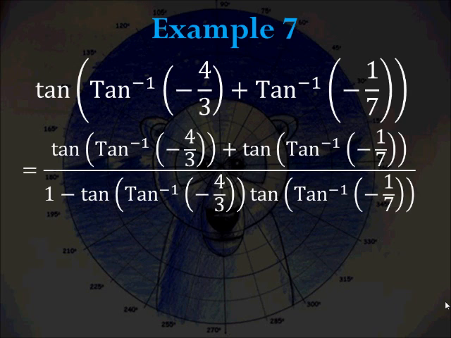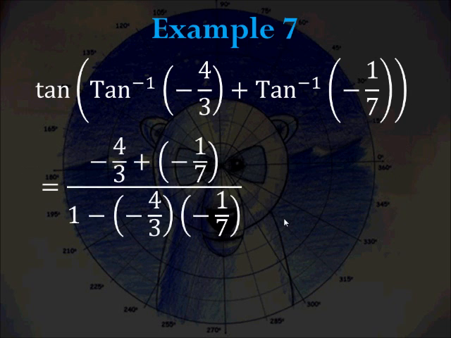So, playing the role of a is the inverse tangent of negative 4/3, which goes here. Playing the role of the letter b would be the inverse tangent of negative 1/7, and they are multiplied together here. I guess that does seem like a bit of a mess, but let's see what we can do with this. Remember that tangent of the inverse tangent of negative 4/3 is just negative 4/3. The tangent of the inverse tangent of negative 1/7 is negative 1/7.